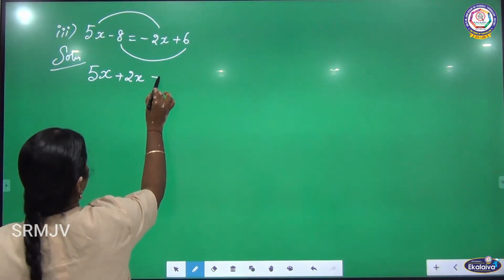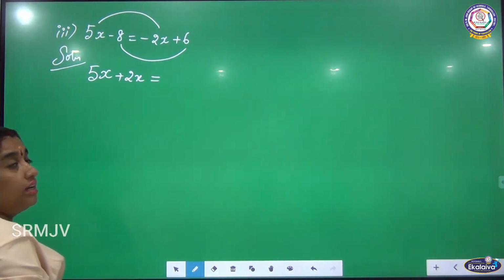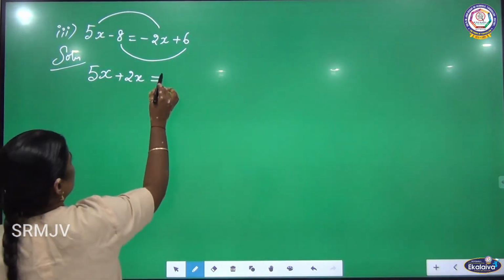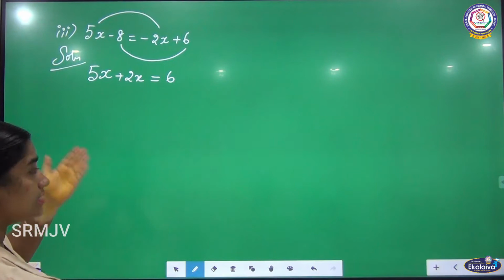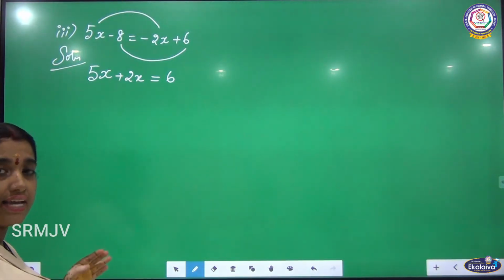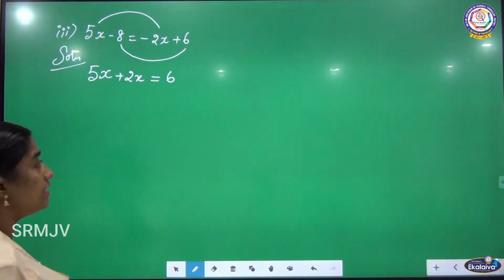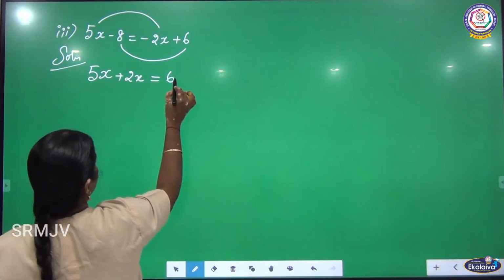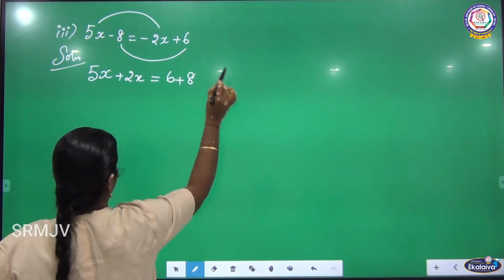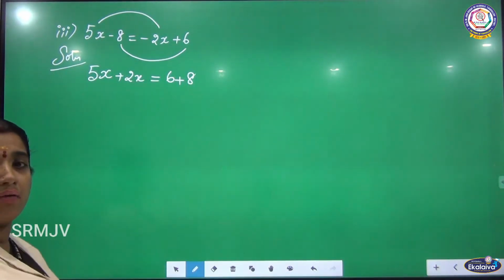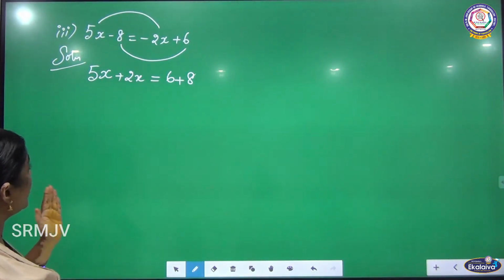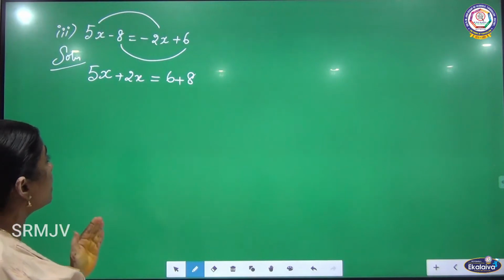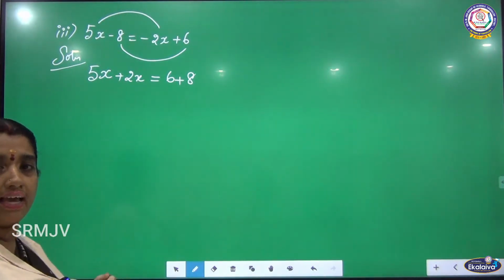Next, keep that equal sign. 6 is already there on the right hand side, keep it there. And what is on the left hand side? Minus 8 is there. So send it to the right side. So it becomes what? Plus 8. Okay. I am going to balance the equation. So 5x plus 2x is equal to 6 plus 8.